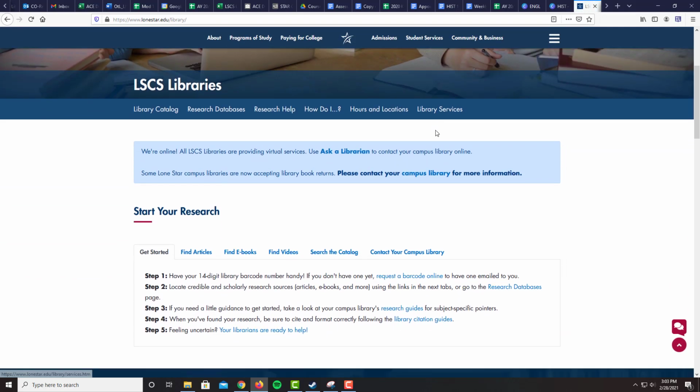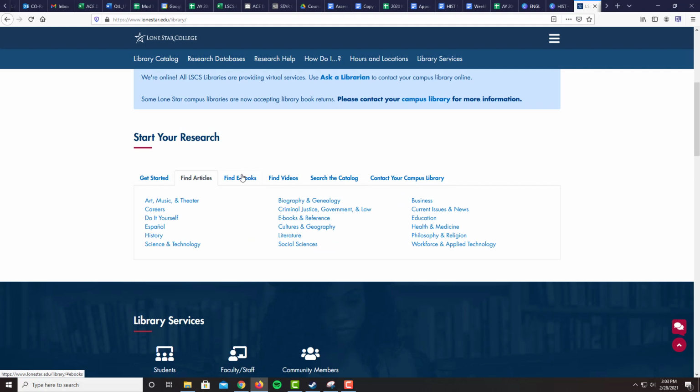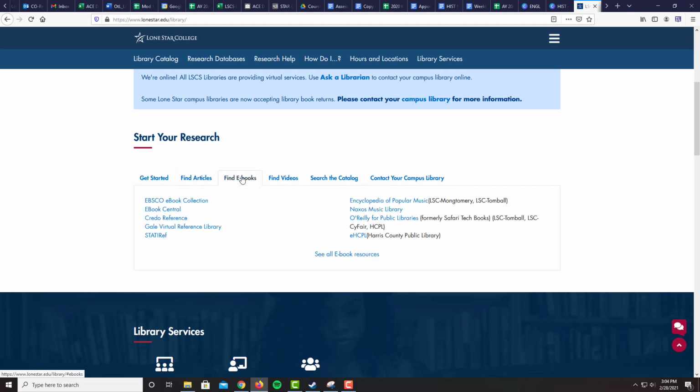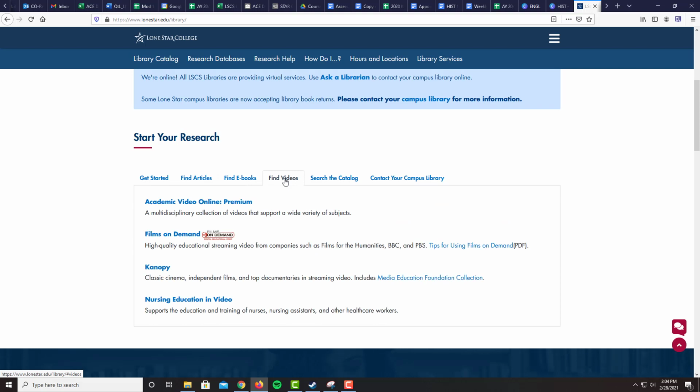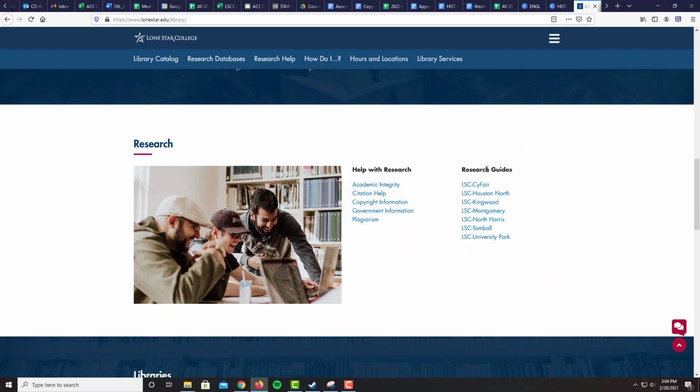A couple things to point out here. You can actually find lots of information right here on these tabs. You can find articles by subject, find collections of ebooks, some of our video collections. You can also search the catalog and find contact information for your specific campus. There's a chat window here so that you can speak directly with a librarian online. And once we scroll down, you're going to see each of the campuses listed under this heading Research Guides. So we're going to go ahead and select LSC-Montgomery.